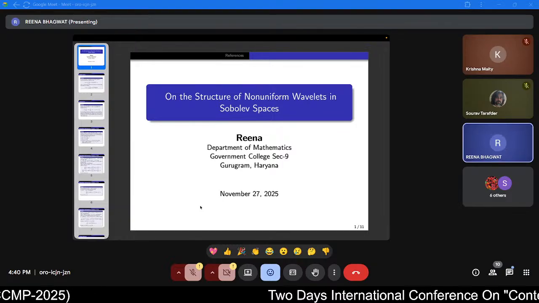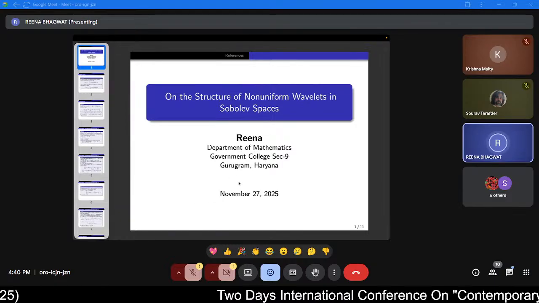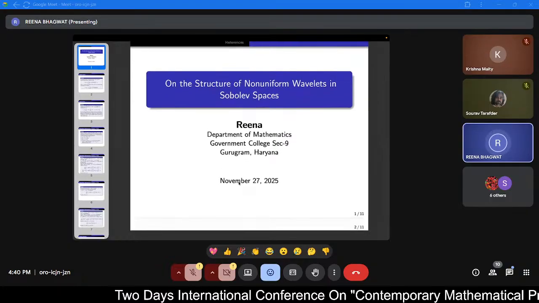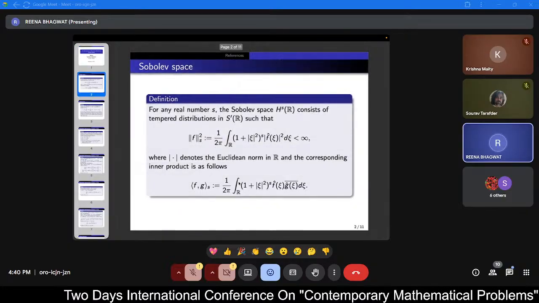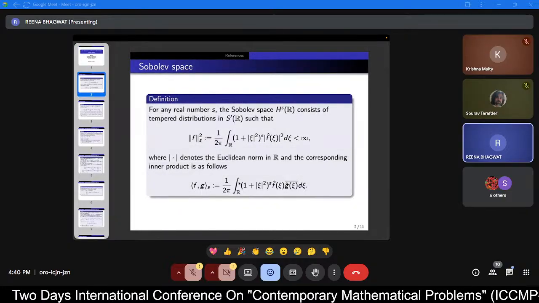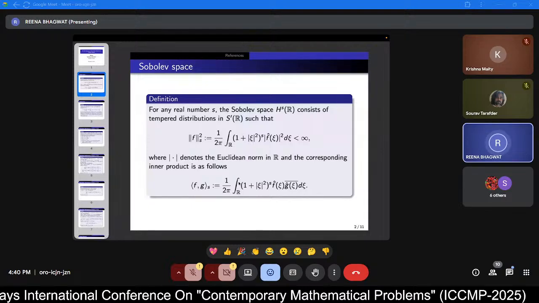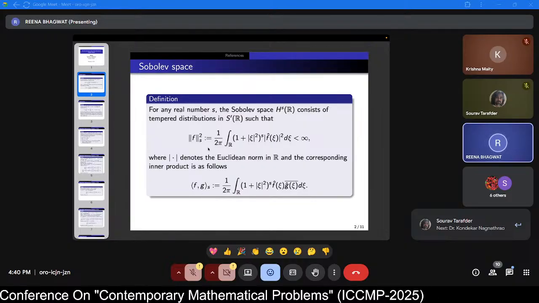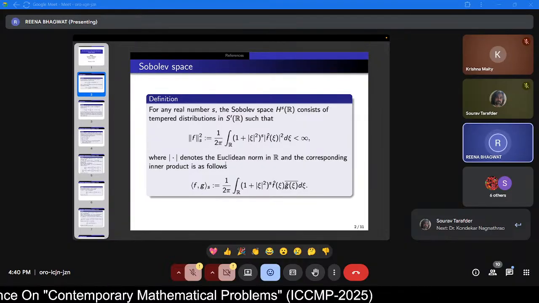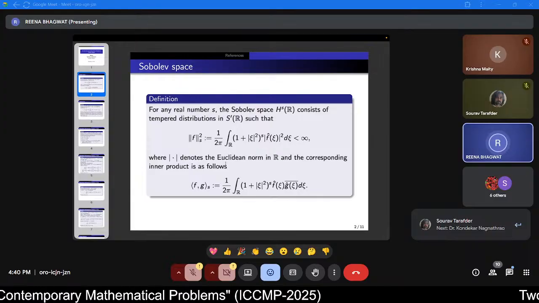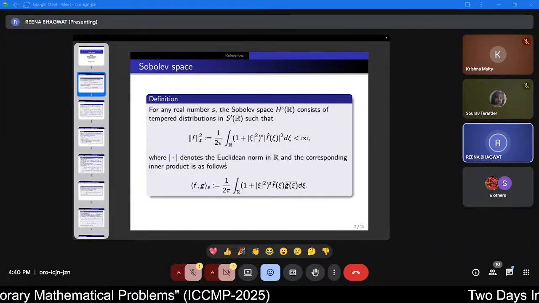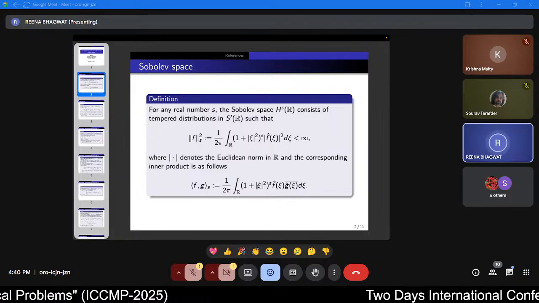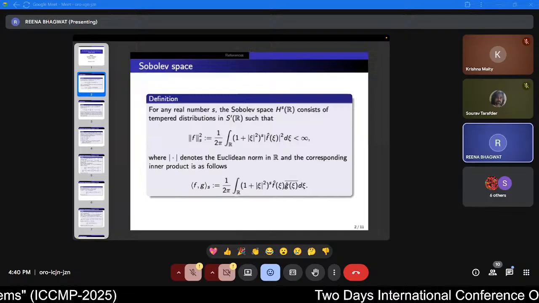First, I will give the definition of a Sobolev space because I am working on this space. So here is the definition of Sobolev space. For any real number s, the Sobolev space H^s(R^d) consists of tempered distributions such that their norm is defined like this, where the dot is taken as the Euclidean norm, and the corresponding inner product is defined like this, where (1 + |ξ|^2)^s is a weight function.